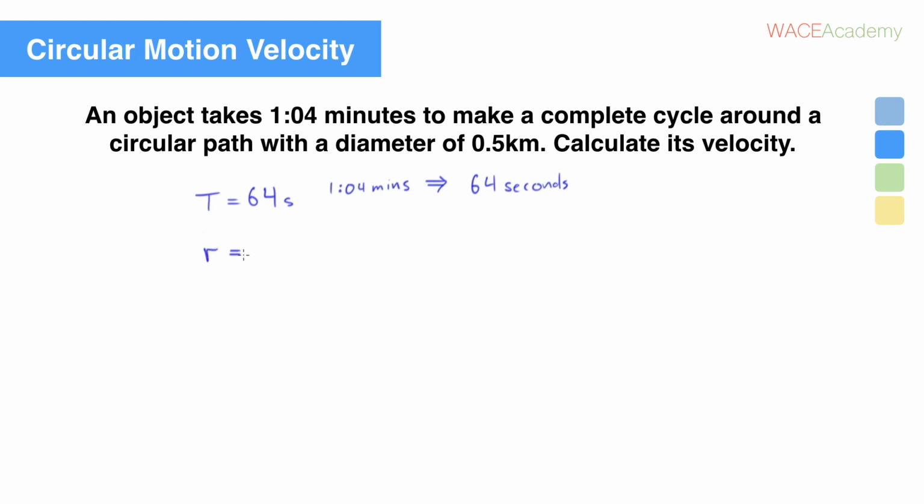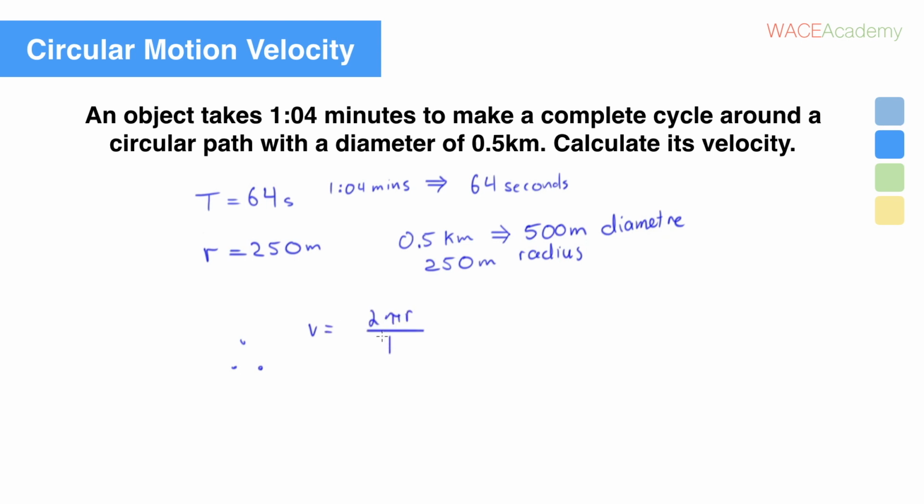Now let's do the radius of the circle. So we're given the diameter in kilometers, so let's convert it to meters first. 500 meters. And then we'll divide it by 2 because we know the radius is half of the diameter. So now all we have to do is plug in these numbers into the equation and we're done. 49.09 meters per second.